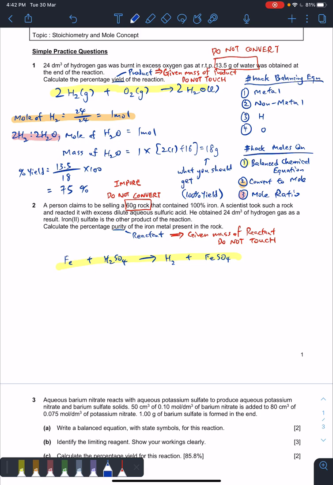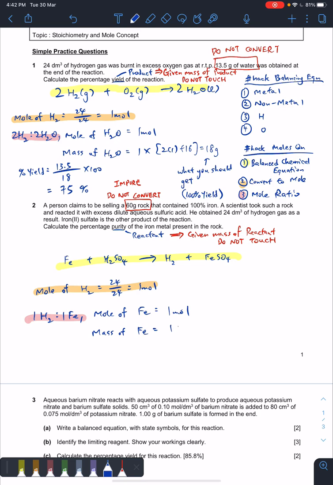Okay, let's change to mole. Mole of hydrogen gas is 24 over 24 equal to 1 mole. Then you can do your mole ratio. So 1 H2 is to 1 Fe. Then you find the mass of iron that is actually present. So 1 times Ar, which is 56 gram.